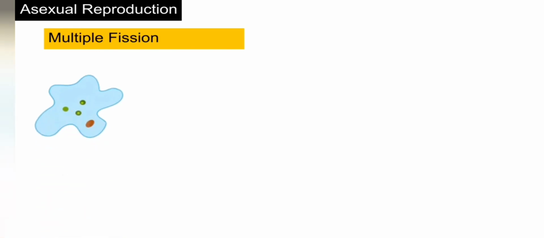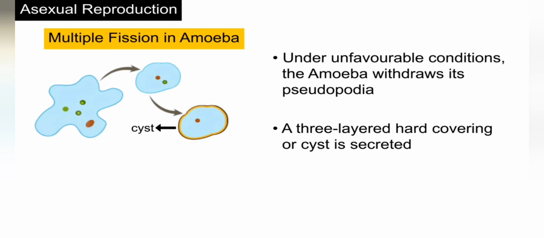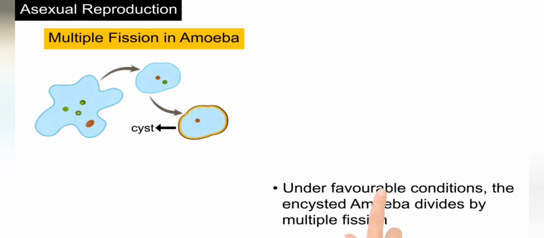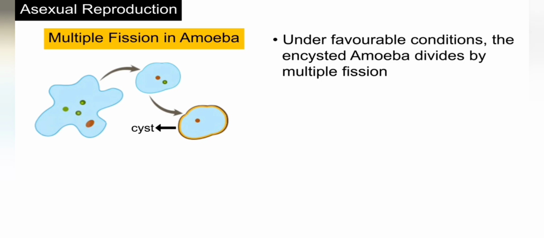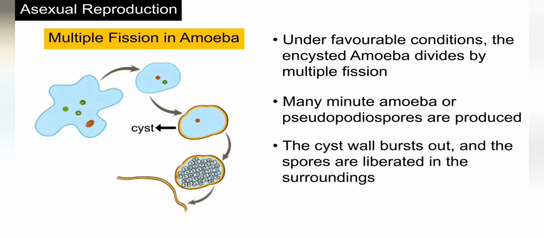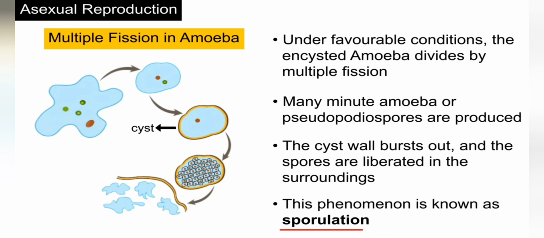Here, let me tell you something interesting. Under the unfavorable condition, the amoeba withdraws its pseudopodia and secretes a 3-layered hard covering or cyst around itself. This phenomenon is termed as encystation. When the favorable conditions return, the encysted amoeba divides by multiple fission and produces many minute amoeba or pseudopodiospores. The cyst wall bursts out and the spores are liberated in the surrounding to grow into many amoebae. This phenomenon is known as sporulation.